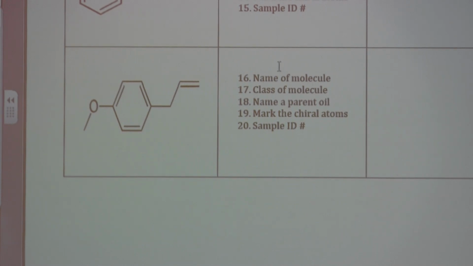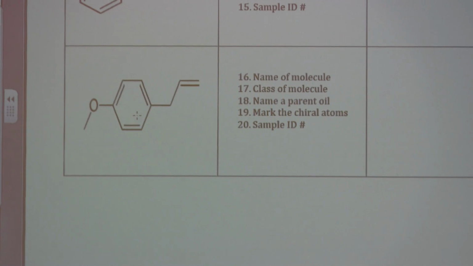The next one there is what? Estragole. Estragole, remember, has the double bond on the tail. And the other one that's very close is the anethole, which has the double bond right here. But this one is an ether. Parent oil would have been basil. There are others, but I don't know if we really talked about any others other than basil. There are no chiral atoms again on this one. And the sample ID was number 7.